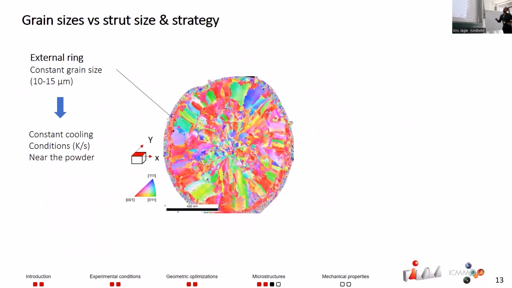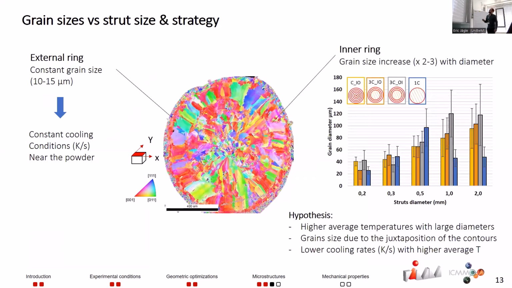So about the external ring, it has a constant grain size. It doesn't matter what the size of the scan strategy is, it's always between 10 and 15 micrometers. And this is due to constant cooling conditions near the powder. For the inner ring, it's a little bit different.